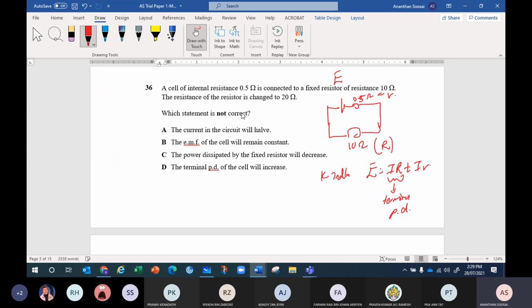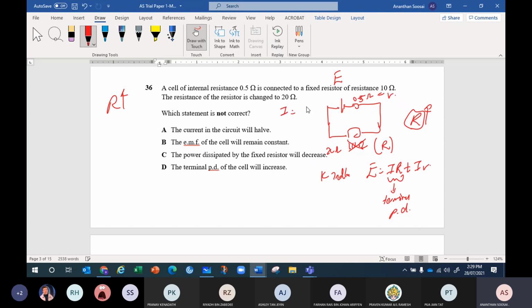Which statement is not correct? If the 10 ohm was replaced with 20 ohm, that means capital R has been increased. If the capital R increases, what are the effects? That's the answer. Okay, the first one. If you increase the capital R, what will happen? First, the current in the circuit will be halved. Is the current in the circuit halved?